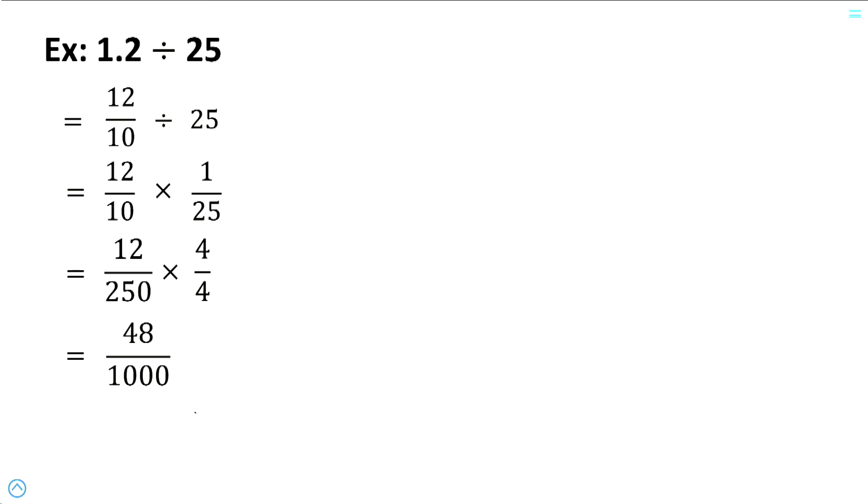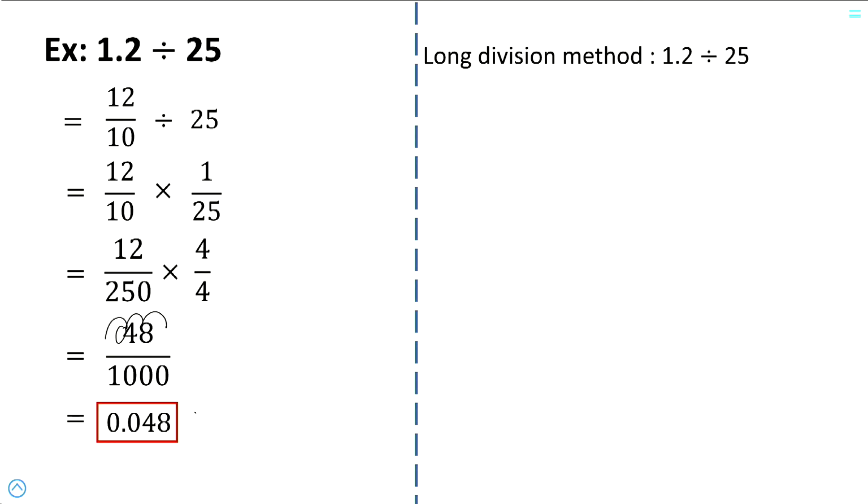So, the decimal form of 48 by 1000: how many zeros are there in the denominator? 3 zeros. So, put the point after 3 digits from the right, 1, 2, 3. Here we should write 0. Therefore, the answer is 0.048. Let us do the long division method.